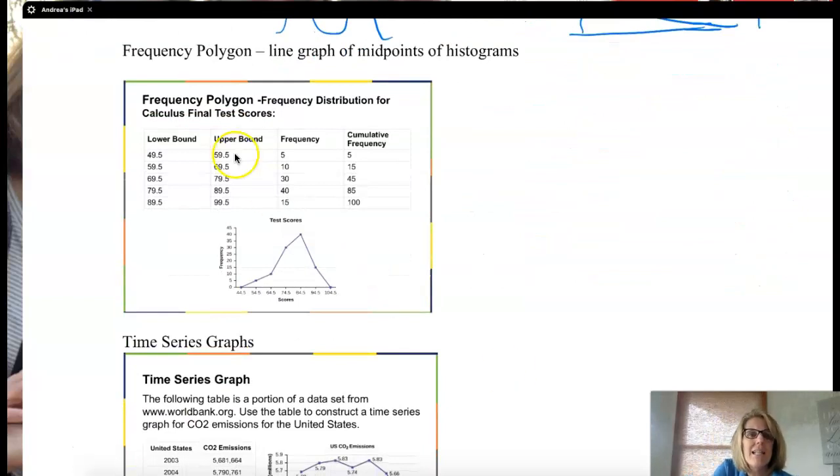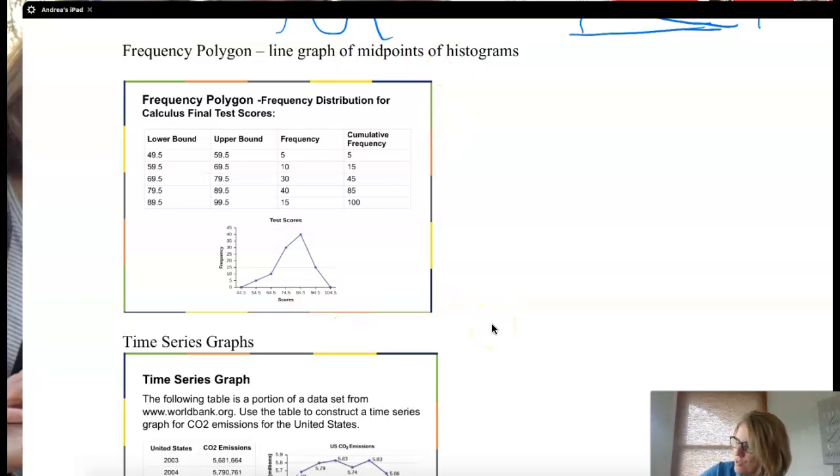So for the frequency polygon, we have the classes, but instead of the relative frequency, we use frequencies. We attach the midpoints, the middle of the class. So this would be the middle, 54.5 would be in the middle, and there's our frequency 5. So it's like drawing a line on those bars. That's called a frequency polygon. It also shows you, it's a little more rigid, but this graph looks a little bit left skewed for these calculus final test scores. So again, the frequency polygon is a line graph of midpoints of our histograms.